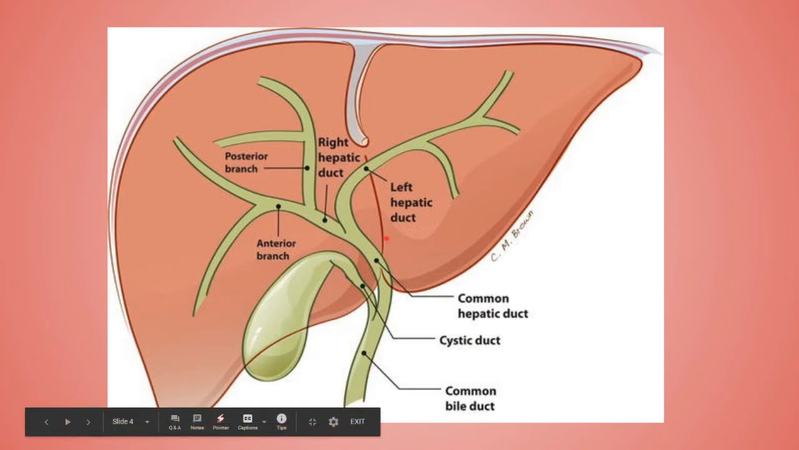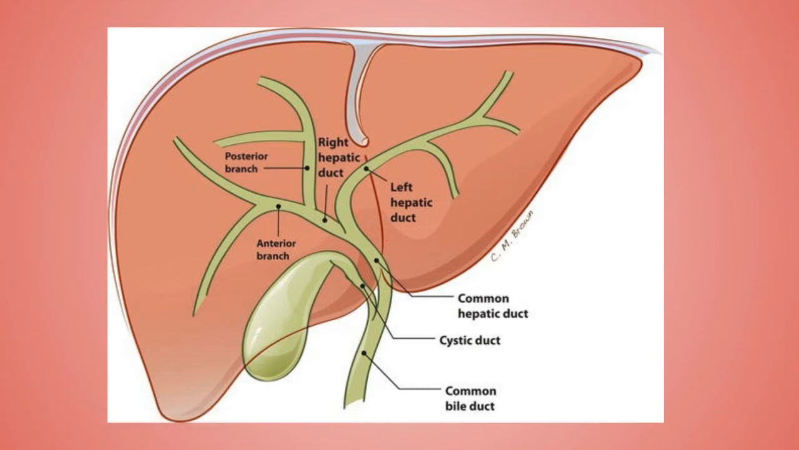And what is the clinical significance of this accessory hepatic duct? It is responsible for the oozing of bile from the wound after cholecystectomy. Now what is cholecystectomy? It is the removal of the gallbladder. So it is always better to use a drain to avoid the retention of bile in the depth of the wound. Now next is the gallbladder.